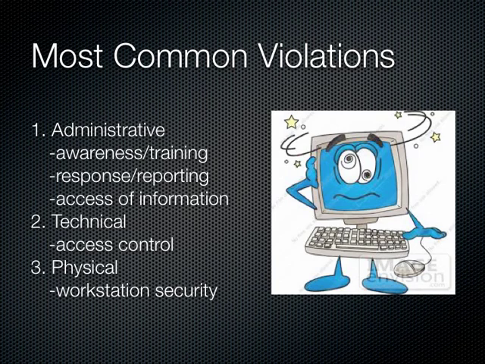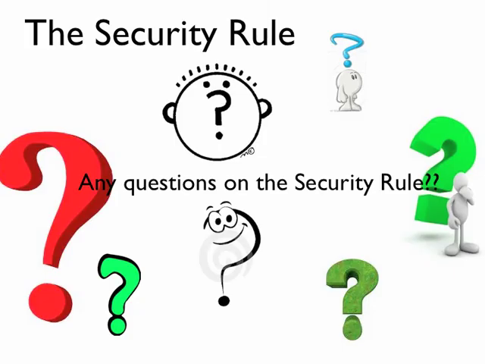The second most common is technical. This would be too many people have access to computers, passwords are shared, etc. And the last is physical. Workstation security, making sure you lock your cabinets when you have PHI in your workstation. If you have more questions on the security rule, again, make sure to ask your HIPAA officer, which is Dr. Berner.